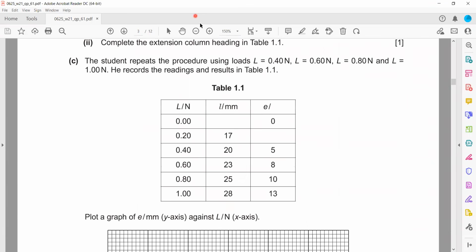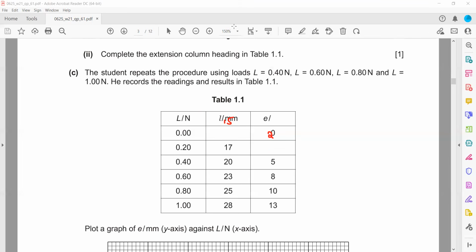So how to get the extension of a spring? This was 15, we already did. So this is the original length and this one is the new length. So when I subtract these two, new length minus original length, it will come out to be 2 here. Then complete the extension column.